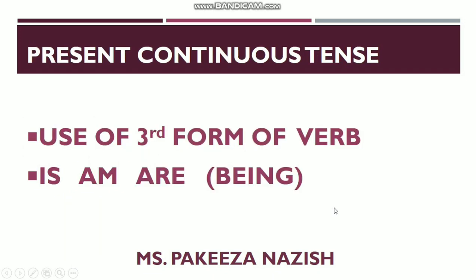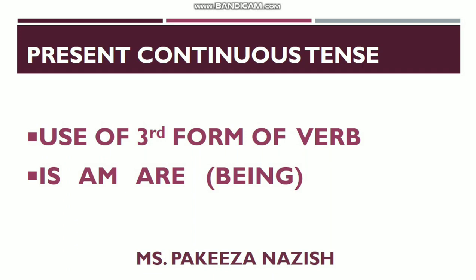So next is the present continuous tense. In the present continuous tense active voice, we use is, am, are, and we use the first form of verb and ing. So we come to know that this is the present continuous. Same situation will happen here.